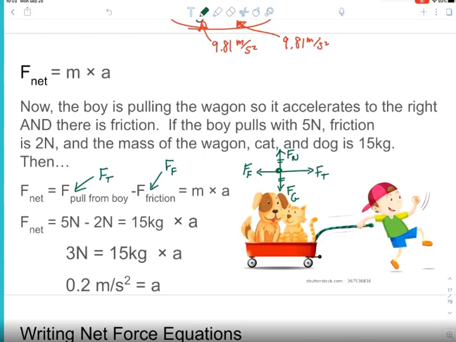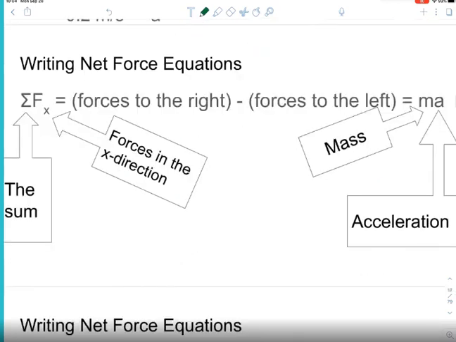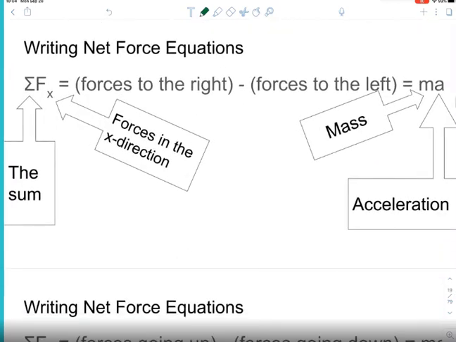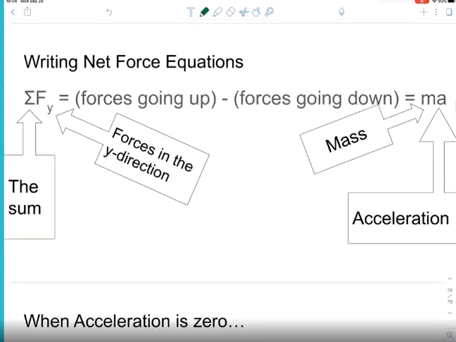So then all you need to do is plug in the numbers and solve. So the 5 newtons from the boy pulling goes there. The 2 newtons of friction goes here. Notice it's a subtraction because one goes to the right and the other goes to the left. And then your mass goes in for the mass. So when you write the equations, what goes to the right minus what goes to the left. And when we're going up and down, we have the forces going up minus the forces going down.